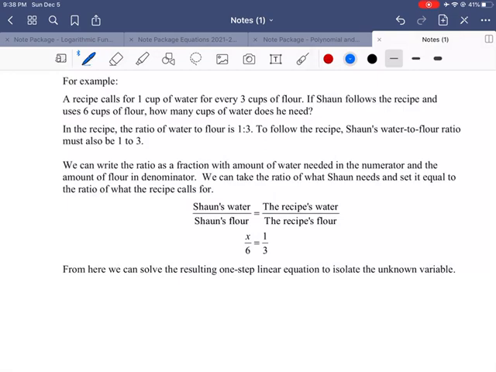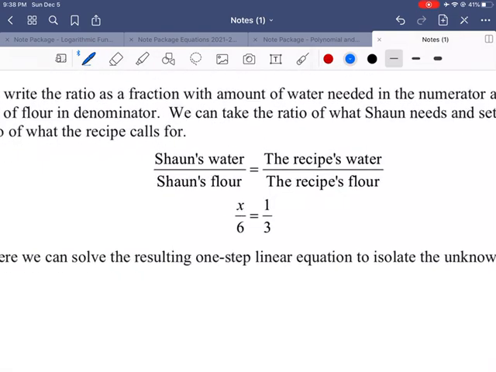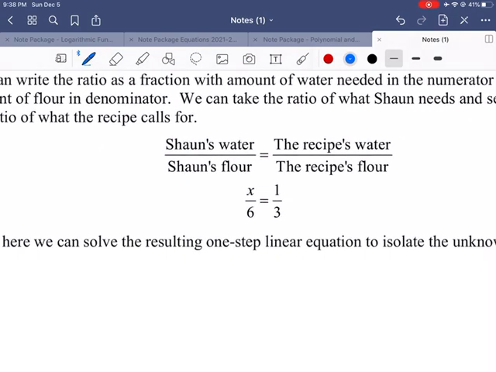So what we're going to do is we're going to rewrite the ratio as a fraction. So 1 to 3 becomes the fraction 1 over 3. Now you got to look at this.